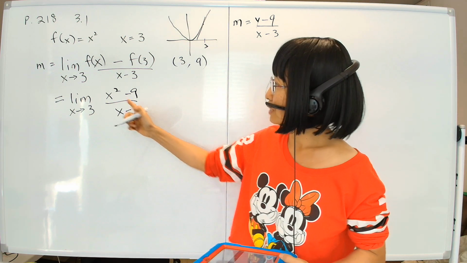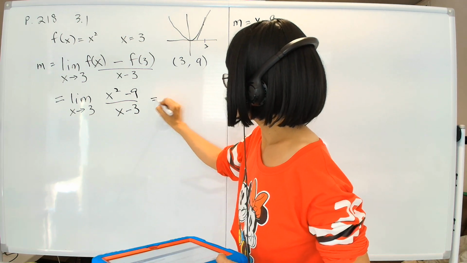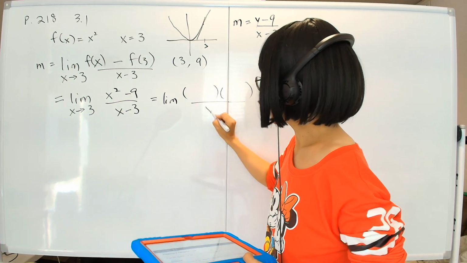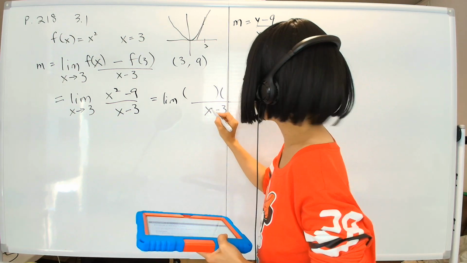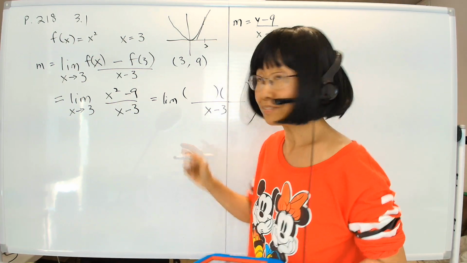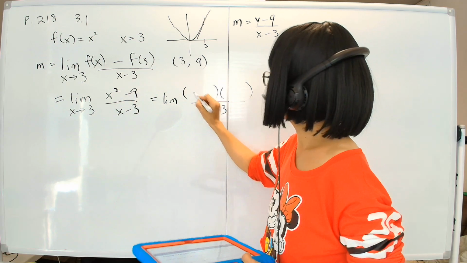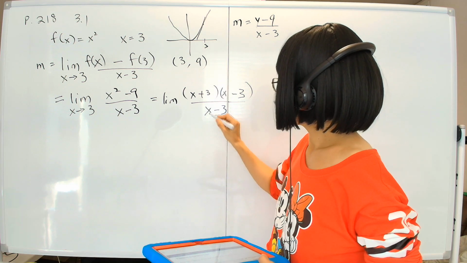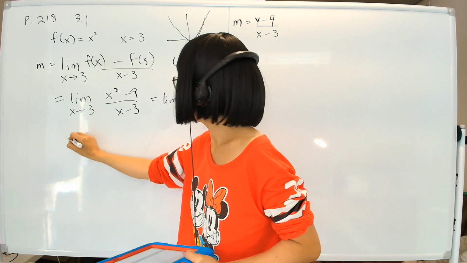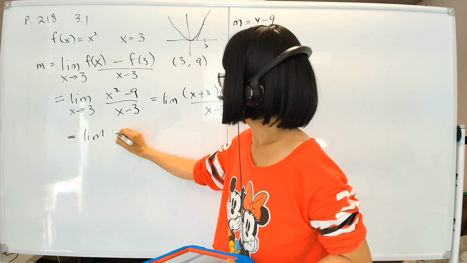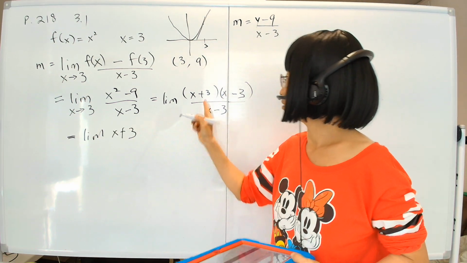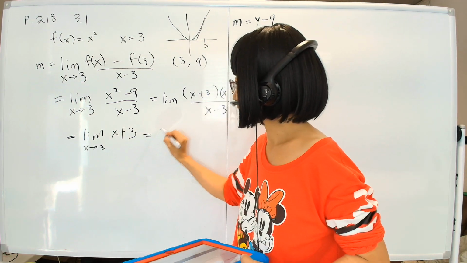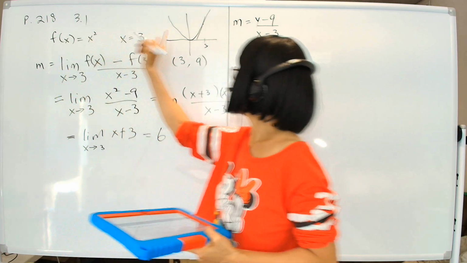But luckily, we've learned a trick where you can cancel the 0 out. That's the goal. And that is, again, difference of squares. So you factor the difference of squares, and it becomes x plus 3 and x minus 3. And then you cancel this out. So all you have left is x plus 3. So as x approaches 3, that's a simple answer of 6. So m equals 6, which is what we needed before.